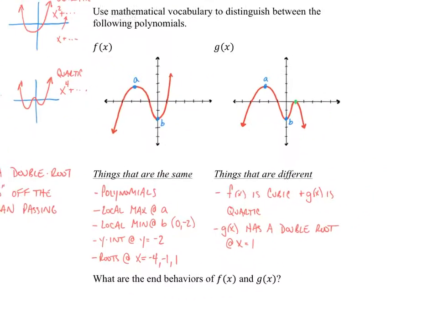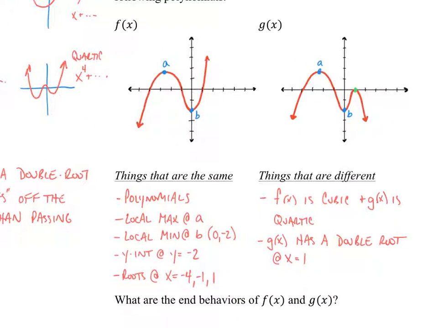The last major difference between these two functions has to do with the behavior at the ends of the function. So you'll notice that f of x begins increasing, right? When we start this function f of x, it's increasing in value. Then when it hits a, it turns around and it begins decreasing. And then it finishes from b towards infinity by increasing again. So it's increasing, and then it's decreasing, and then it's increasing.